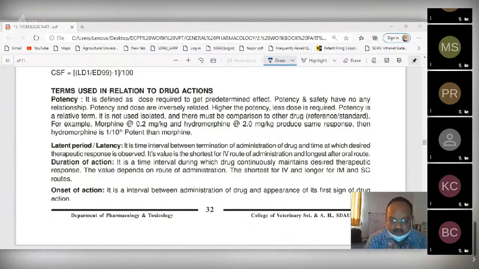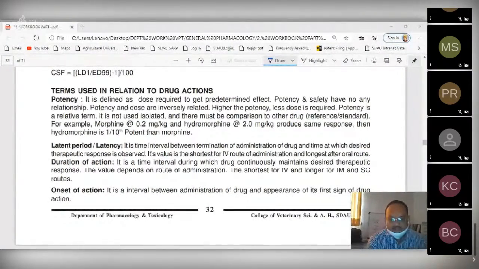With the help of an example, you can understand better. Say somebody is suffering from fever and we want to drop the body temperature by 2 degrees centigrade. So we give different doses. If one dose produces a 2 degree centigrade drop in body temperature, then that dose is known as the potency of the drug.